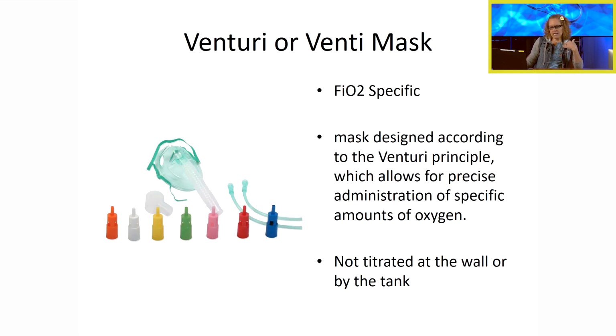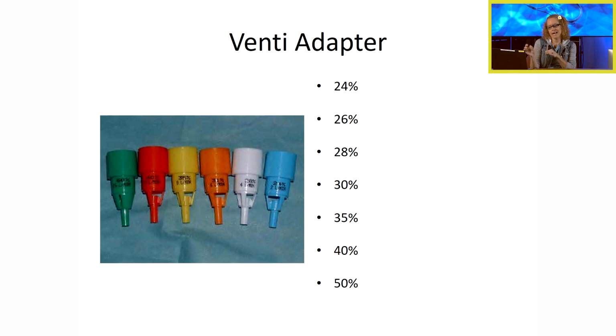There is also another type of FiO2 specific mask that can be used. It's called a Venti mask or a Venturi mask. And this is really designed according to the Venturi principle, which allows for more precise specific amounts of oxygen. So this isn't really titrated by the wall or by the tank. It's actually titrated by this Venti adapter. So here you can see the different colors of adapters coincide with the different percentages of oxygen from 24 all the way up to 50%.